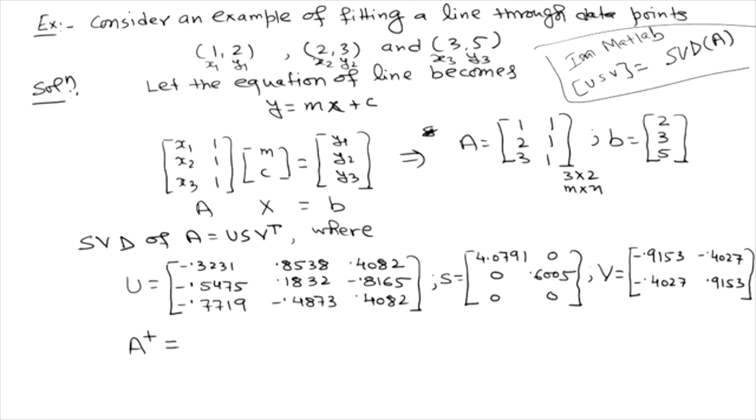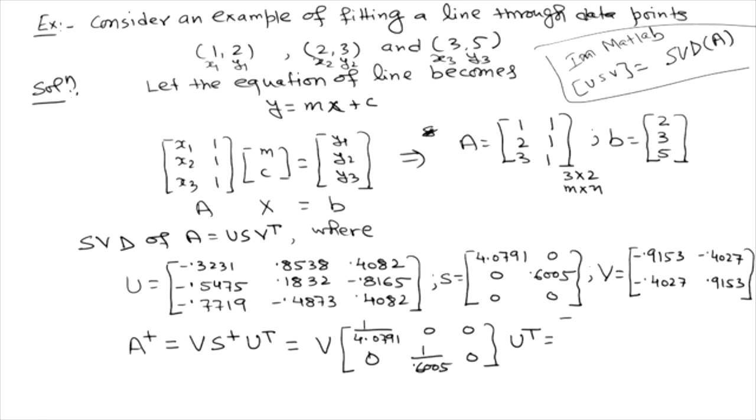Now my pseudo inverse of A will become A plus, which will be V S plus U T. Here V will be this matrix, and S plus will now be a 2 by 3 matrix. So, it will be 1 upon 4.0791 0 0, 0, 1 upon 0.6005 0, into U transpose. If I calculate this matrix A plus, it will now be a 2 by 3 matrix, because A is a 3 by 2 matrix, which is given as minus 0.5, 0.5, 1.3333, 0.3333 and minus 0.6666. So, this is my A plus.